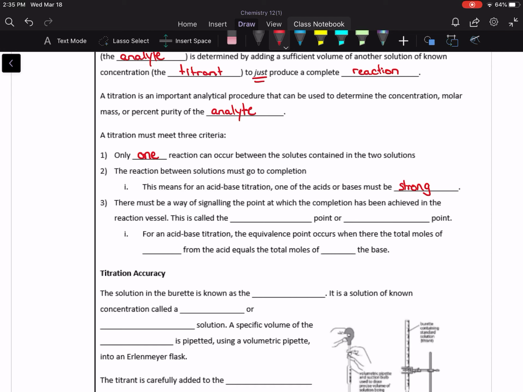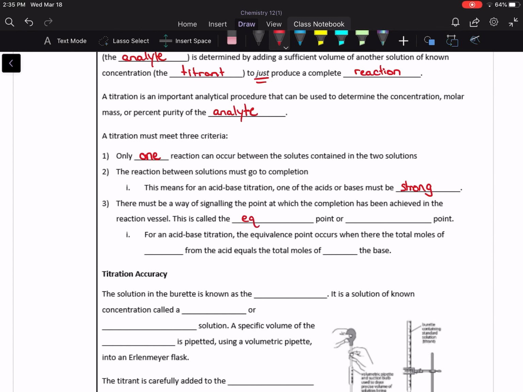the reaction to completion. Finally, we need a way of signaling the point at which the completion has been achieved in the reaction vessel. So that point is called the equivalence point, also called the stoichiometric point. And so for an acid-base titration, that equivalence point occurs when the total moles of hydronium ions from the acid is equal to the total moles of hydroxide from the base.